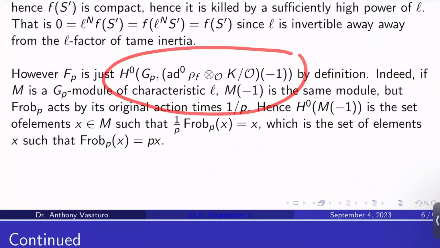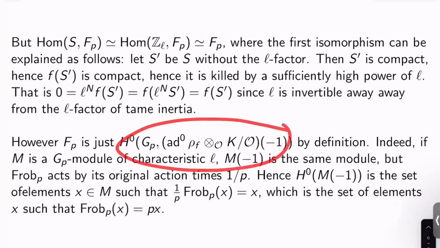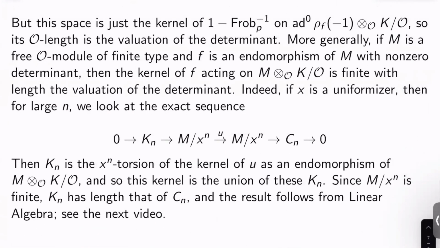Okay. All right, so here's our quotient. We have to keep going, it's like proof by rewording a million times. Okay. Now, what is this space? It is literally, by definition, the kernel of 1 minus Frobenius inverse at P on ad 0 rho F minus 1 tensor K mod O. And so now there's a general fact. What do we want? We want the O length of this, right? But the O length is just the valuation of the determinant.